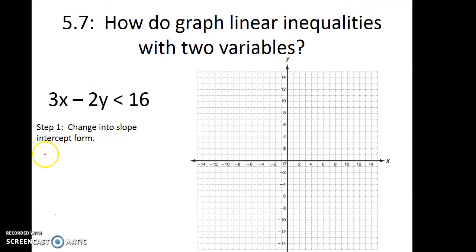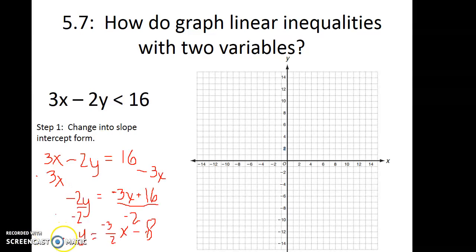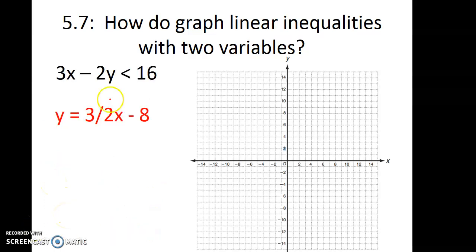The first step is to change the standard form equation into slope-intercept form. So I am going to rewrite the inequality as an equation and pretend for a little bit that it's actually an equation. And now with a couple of steps, I'm going to change the standard form equation into slope-intercept form. Here's the equation transformed, and I showed each step. Sorry that it's messy. Here it is all cleaned up.